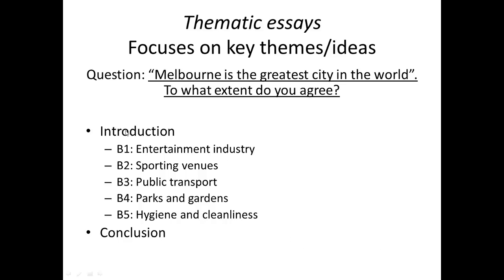We can see this person will have 5 body paragraphs, and each body paragraph will have one theme or idea. So in the first body paragraph, this person will focus solely on the entertainment industry. And then in the second body paragraph, they'll focus solely on sporting venues. So one theme per paragraph. Usually they'll start with their strongest theme first and work down to their weakest theme.